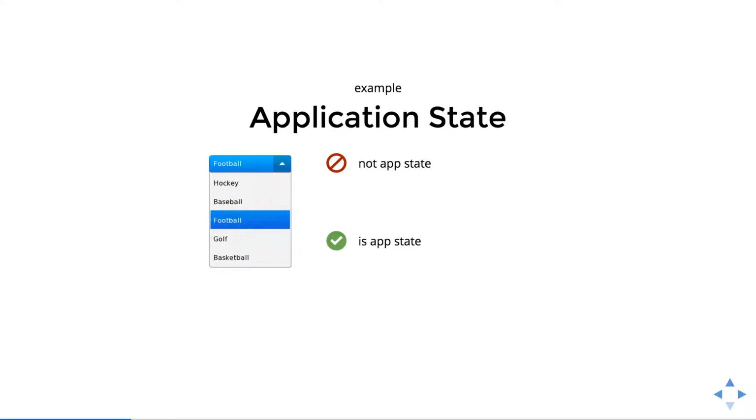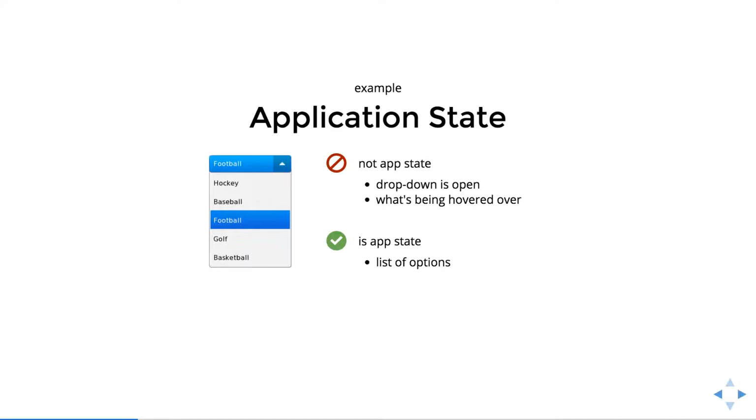All right, so let's take an example of just this little select box or drop down over here on the left, and determine which parts of that would be considered application state and which parts aren't, just to make sure we have clarity on what state we're talking about. So the fact that the drop down is open is not app state. This is internal component state. Same with the fact that we're hovering over something right now. You wouldn't manage this kind of state in Redux.